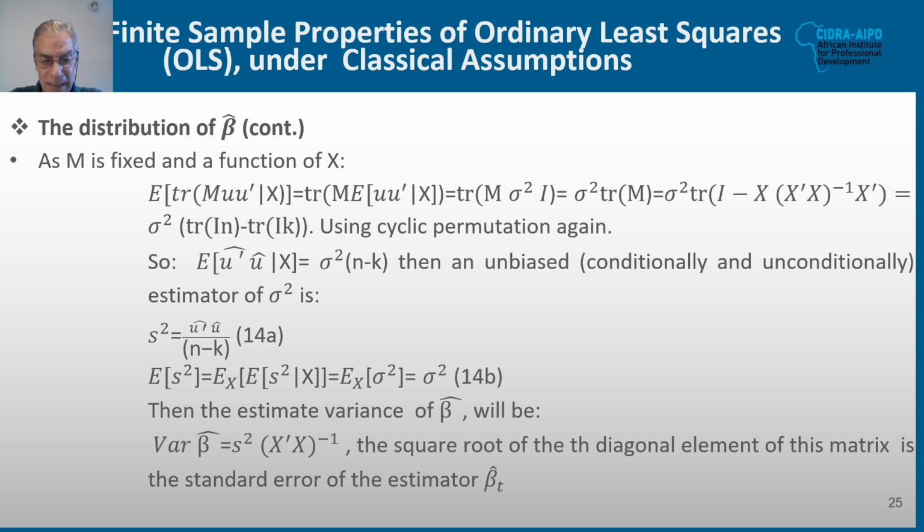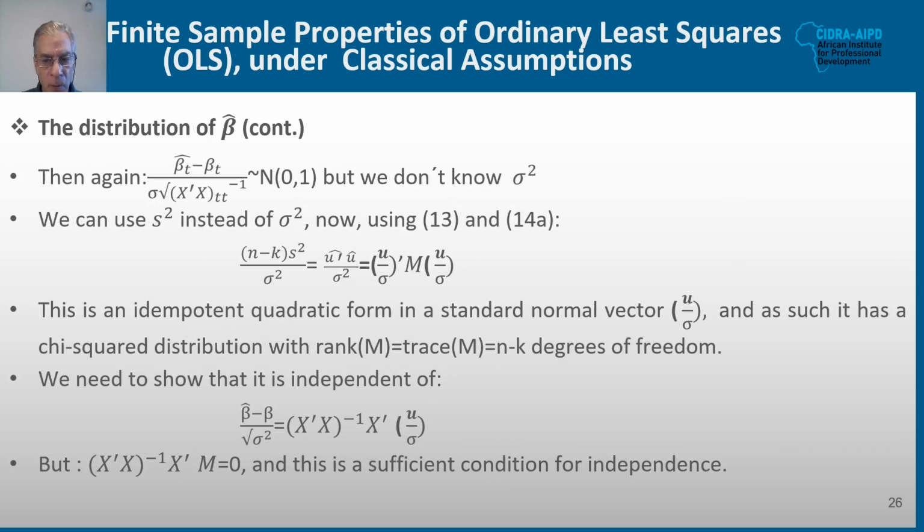Then the estimated variance of beta hat will be s squared times x transpose x inverse. And the square root of the tth diagonal element of that matrix is called the standard error of the estimator beta hat sub t. Well, then again, we have the expression in the first line of this slide, and as we were saying, it is distributed as a normal with mean 0 and variance equal to 1, but we don't know sigma squared. Now we know that we can use s squared instead of sigma squared.